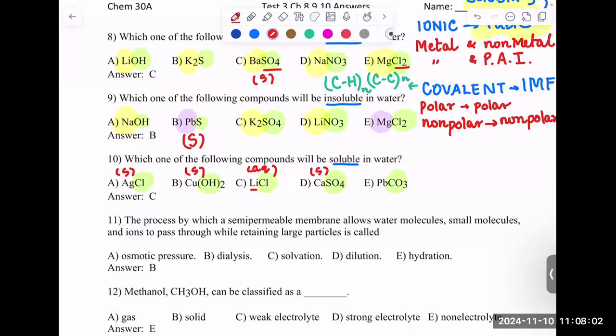Next is lead carbonate. All carbonates are insoluble in water, right? Except group 1A and ammonium. So this will be solid. So the question here was asking about what is soluble. So you get it now. Okay. Next is the process.